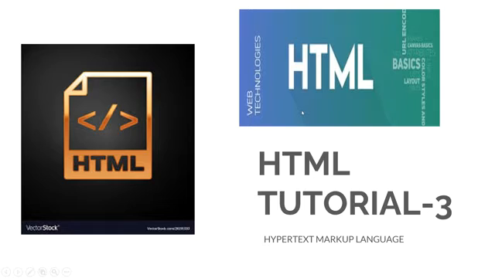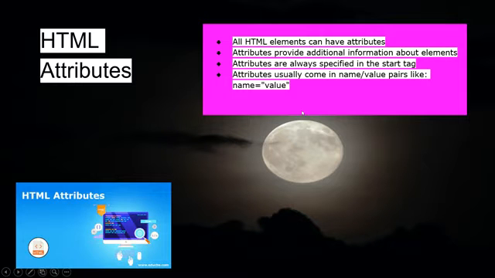We will see what HTML attributes are, and why we use these HTML attributes. They are used to provide additional information for an element. To provide any additional information for an HTML element, these HTML attributes are used. There are many types of HTML attributes, and we will discuss them one by one in this class.